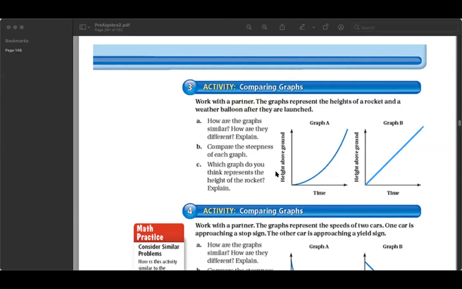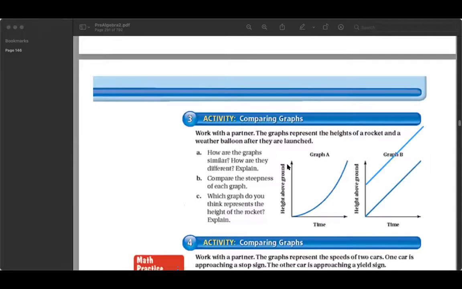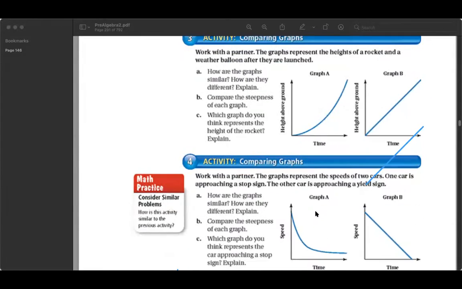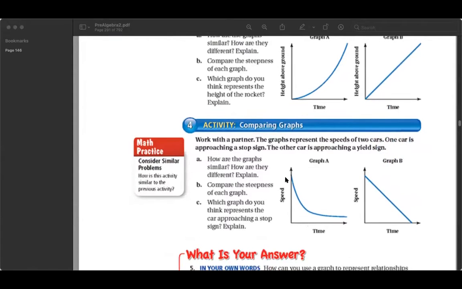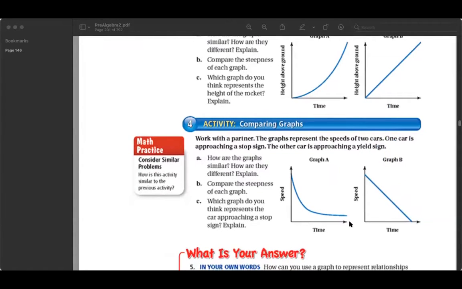Yeah, so this says high above the ground in time. So it probably starts off and goes and goes and slowly goes up. I would say A. I would agree, Julia. Let's see. Working with partner, speed of 2 cars. This is the same, just opposite.